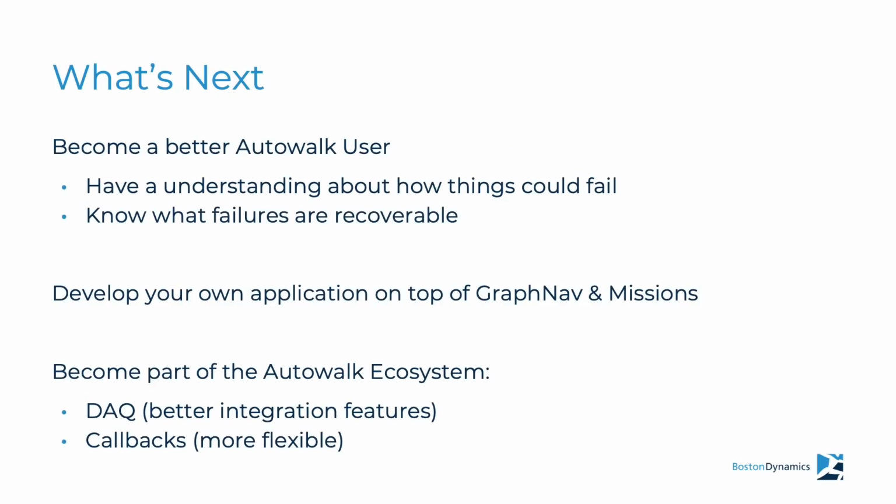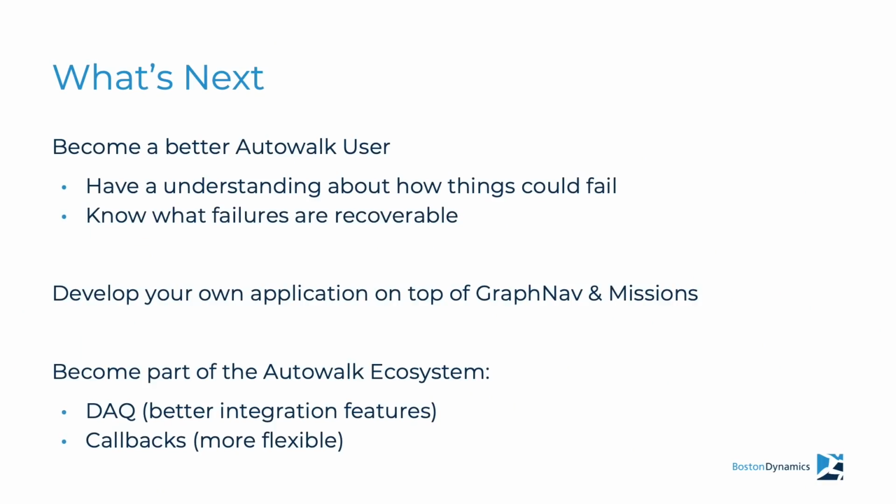Maybe after watching this talk, you're thinking to yourself, Autowalk is great, but it's not for me. I want to develop my own application on top of GraphNav and missions. That's great. We will support you to do that. Both GraphNav and missions services are going to exist long-term on the robot, and we're going to constantly improve them. And maybe you're thinking to yourself, I want to become a part of the Autowalk ecosystem. So to do that, there's two ways. One is by integrating with the data acquisition service, and the other is by implementing a custom callback.